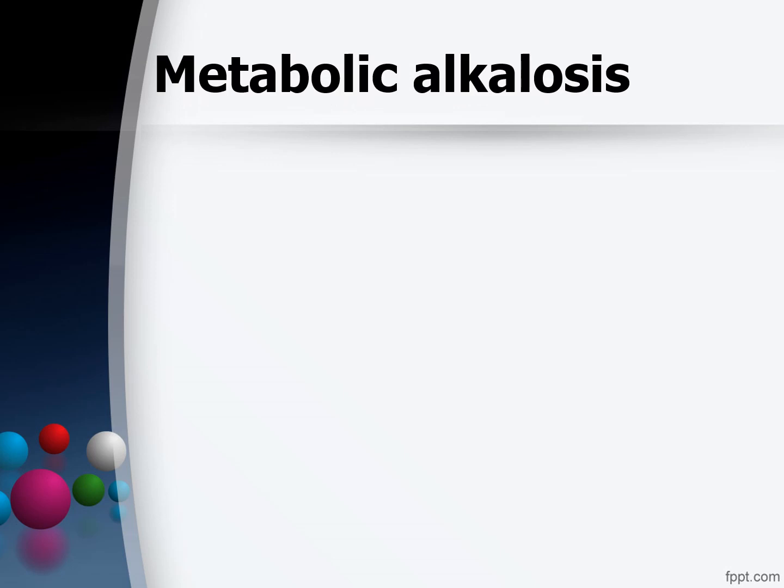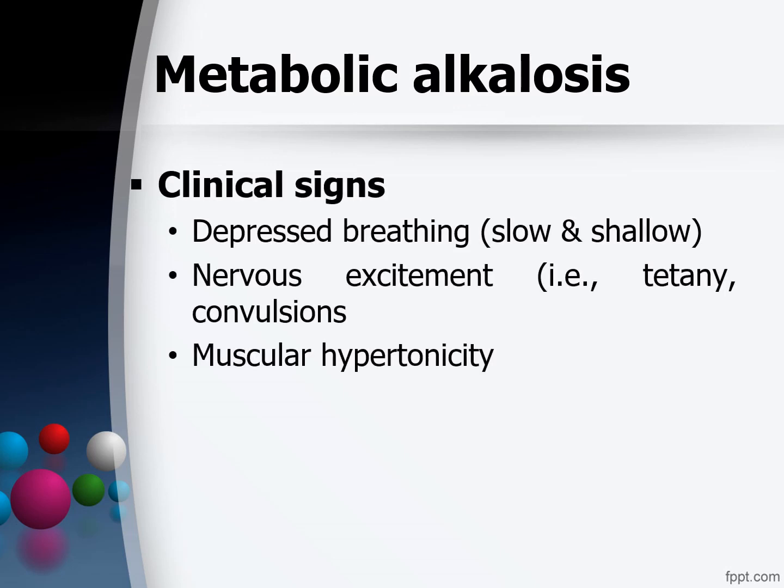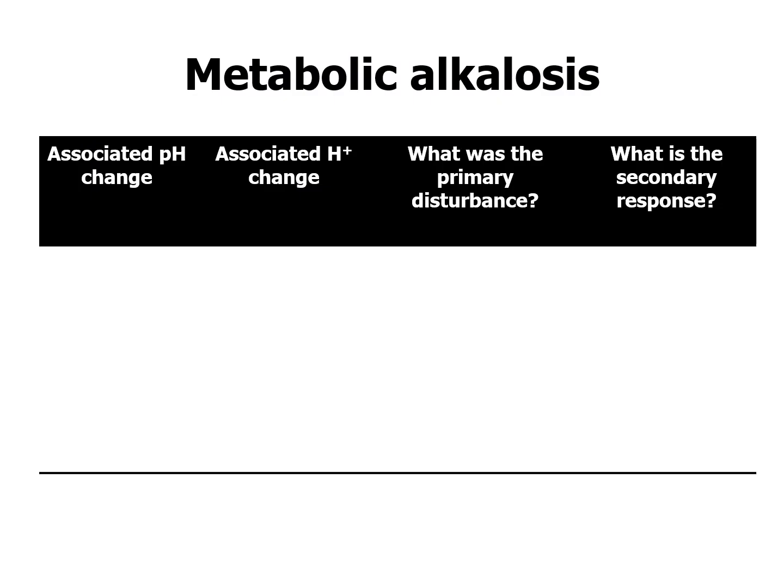So what are the clinical signs of metabolic alkalosis? The clinical signs of metabolic alkalosis are depressed breathing, breathing that is slow and shallow. There could also be nervous excitement that is characterized by tetany, convulsions, and muscular hypertonicity. It is said that this condition is much more common in ruminants. So these are the patterns associated with metabolic alkalosis.